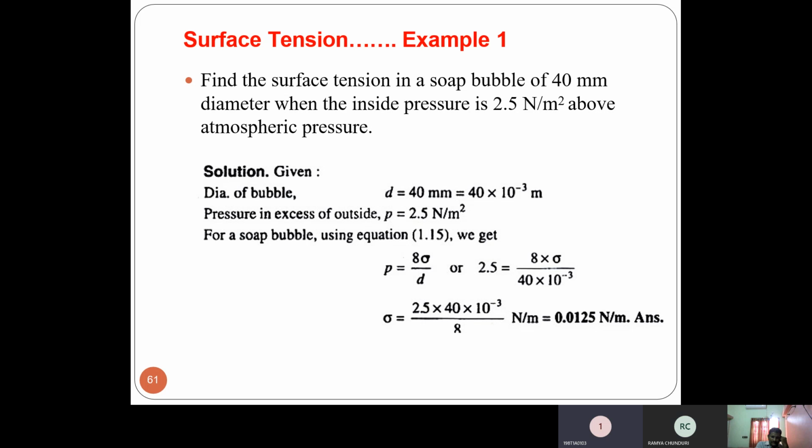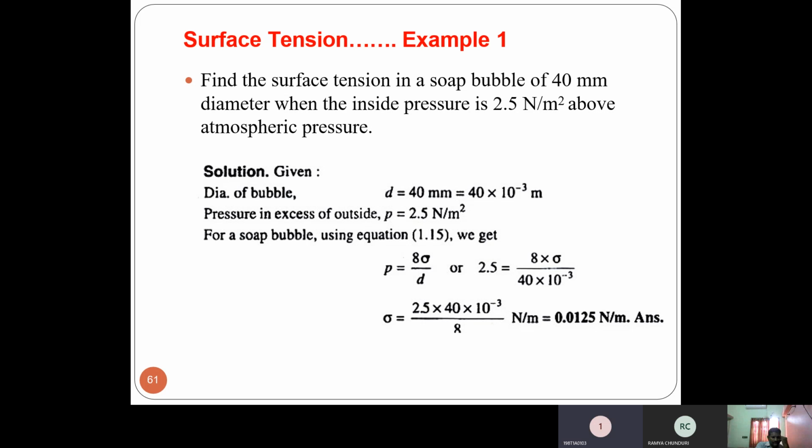Okay, right. So in this problem, what is the given data? The given thing is a soap bubble, its diameter is given, and the inside pressure is 2.5 Newton per meter square above the atmosphere. What is he asking? He is asking us to calculate the surface tension.